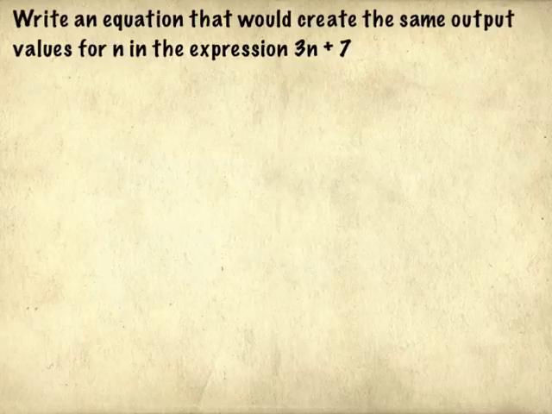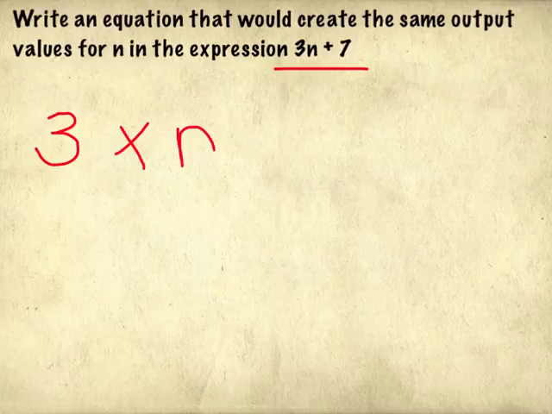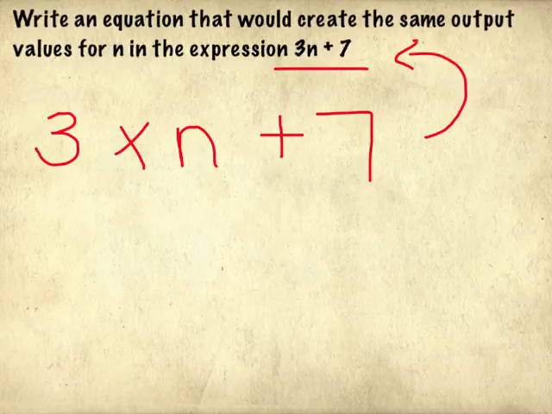So if I ask you to write an equation that would create the same output values for n in the expression 3n plus 7, it sounds like I'm asking you to do something really complicated, but I'm not. All I'm asking you to do is write this in another way. And an easy way to do that, 3n I know means 3 times n plus 7. These are equivalent expressions. They would create the same output values, which just means the answers would be the same.